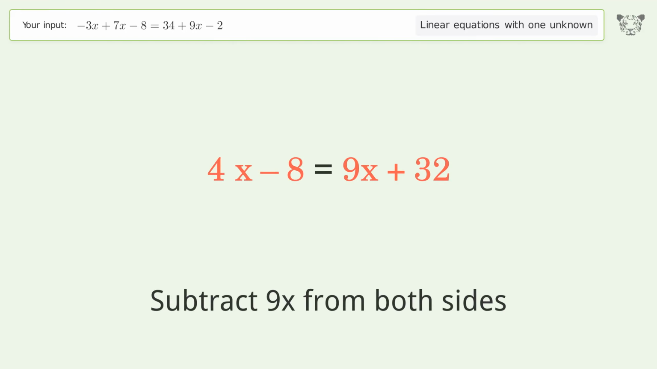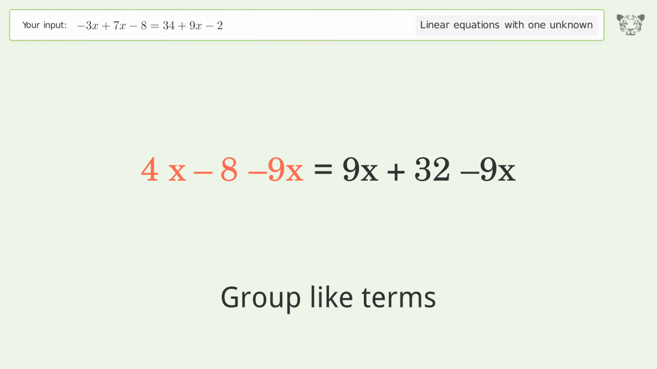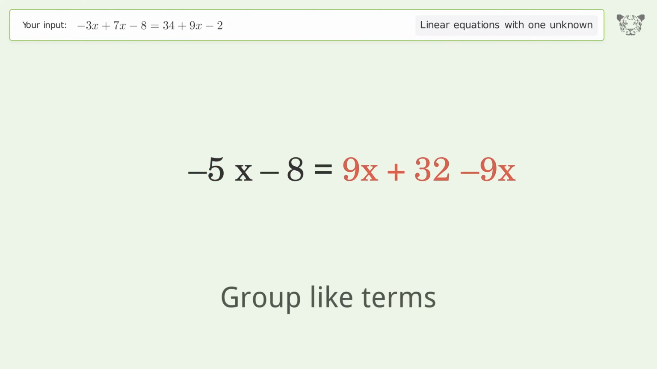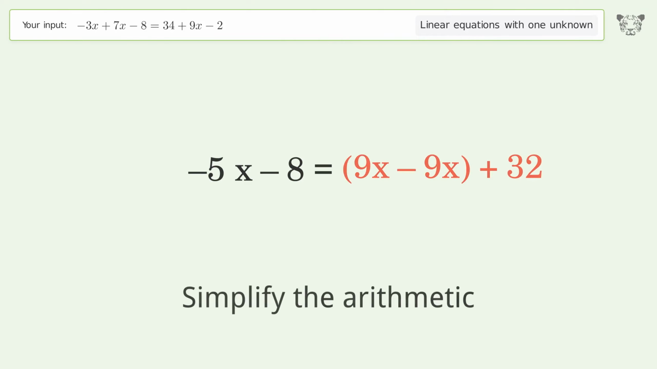Subtract 9x from both sides. Group like terms. Simplify the arithmetic. Group like terms. Simplify the arithmetic.